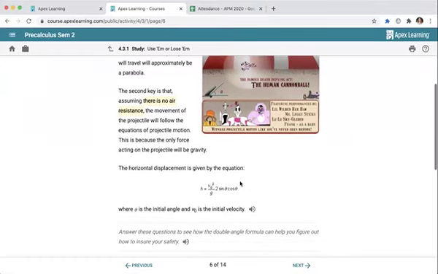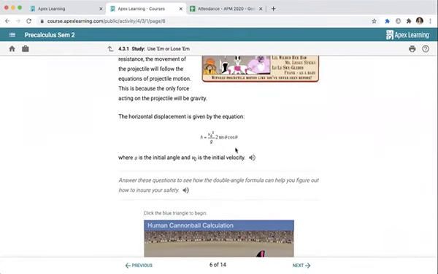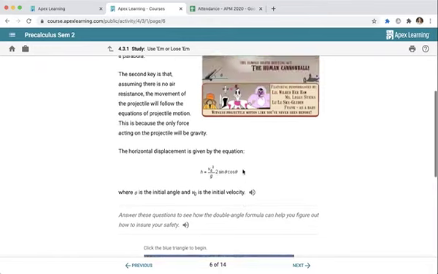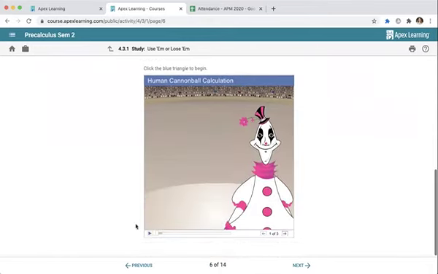This is something I wouldn't expect you to know offhand. This would be an equation that would be given to you. So our horizontal displacement is given by this equation here, where theta is our initial angle and V0 is how fast we're being shot out of the cannon. So let's take a look.